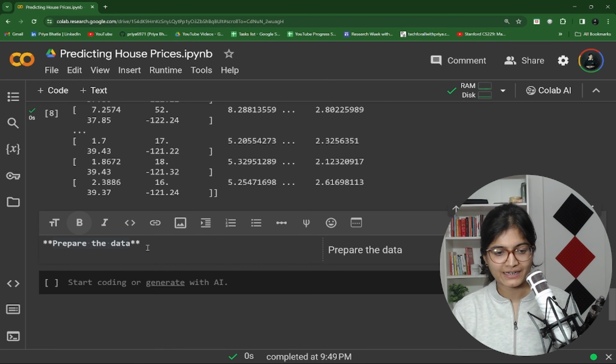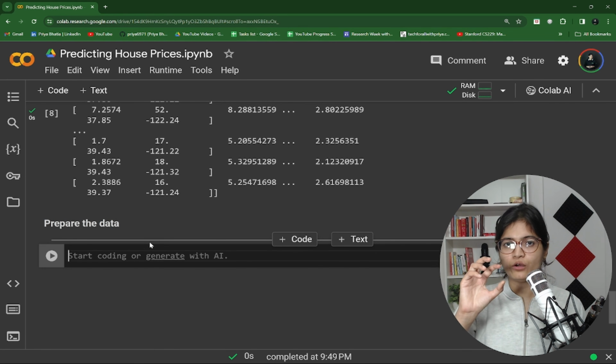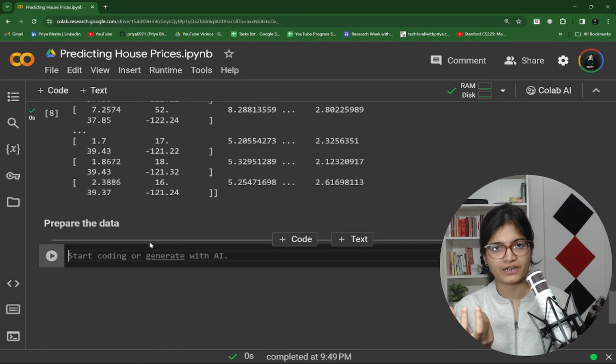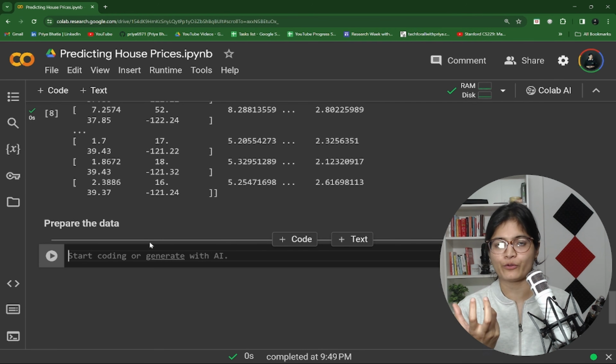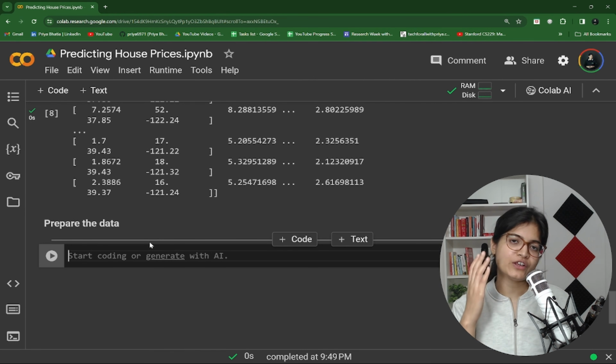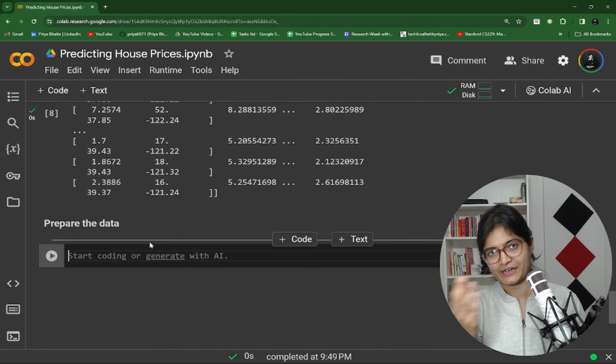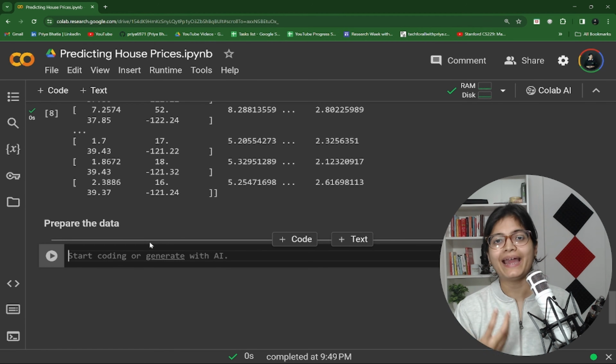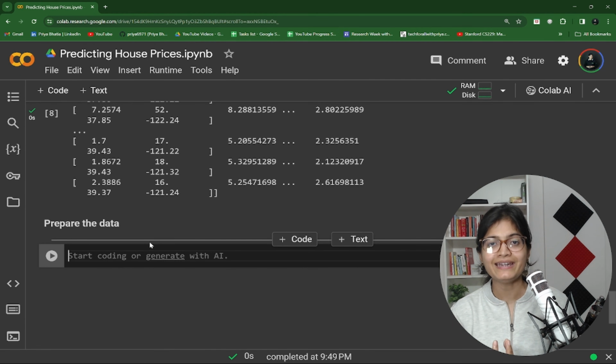For the preparation of the data, as you can see, as of now we have a sklearn Bunch kind of data type. First of all, we need to convert this data into a data frame so that we can apply operations on top of it. We can do an EDA task, exploratory data analysis, and after that we can do model training.